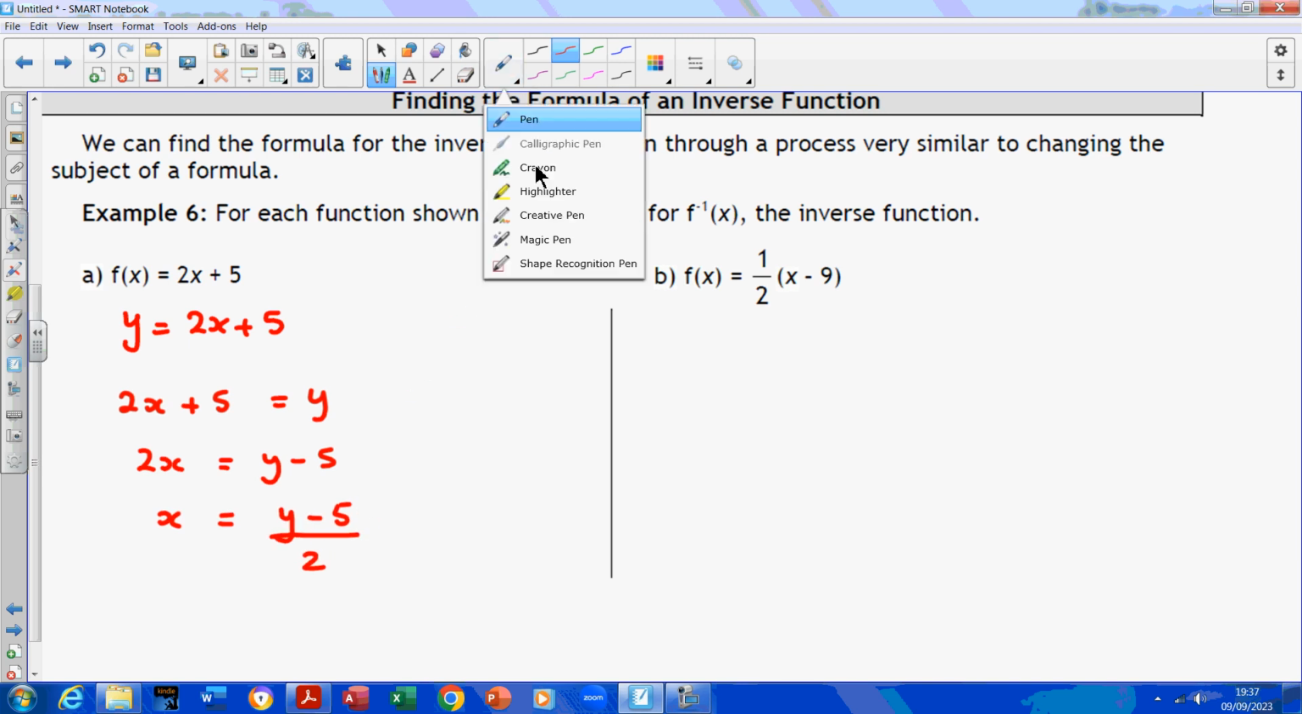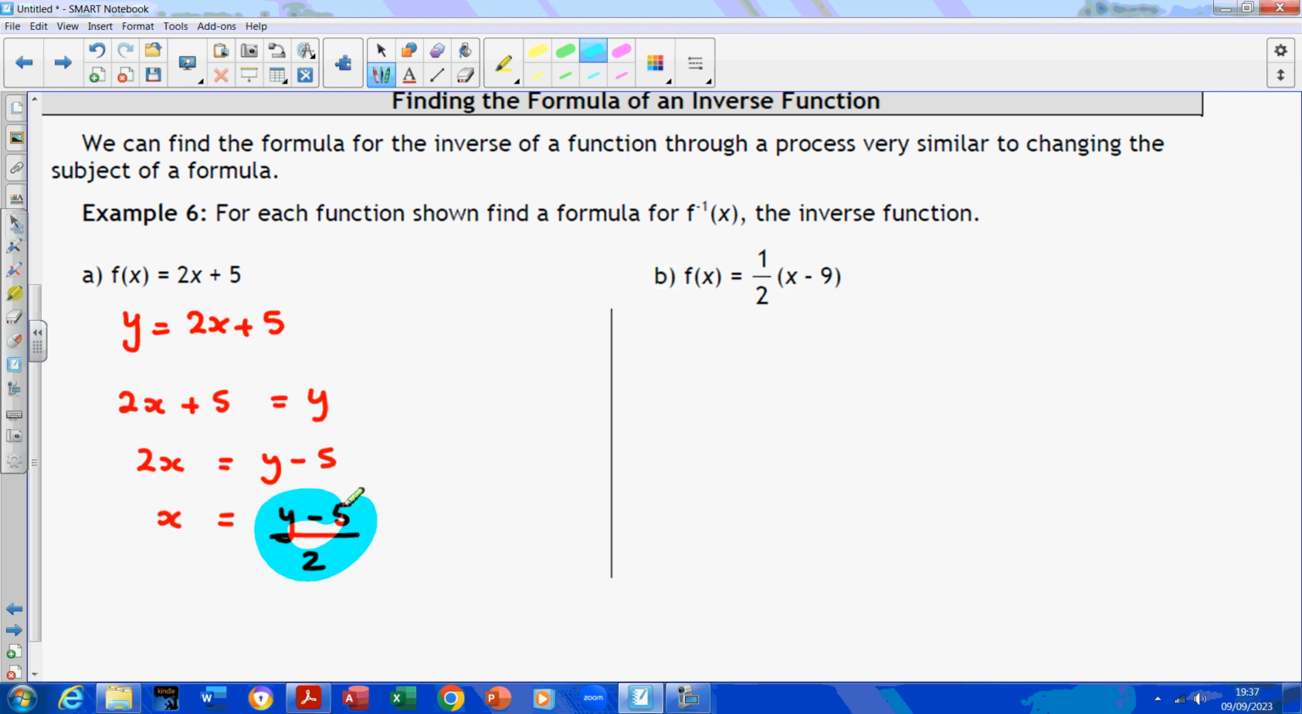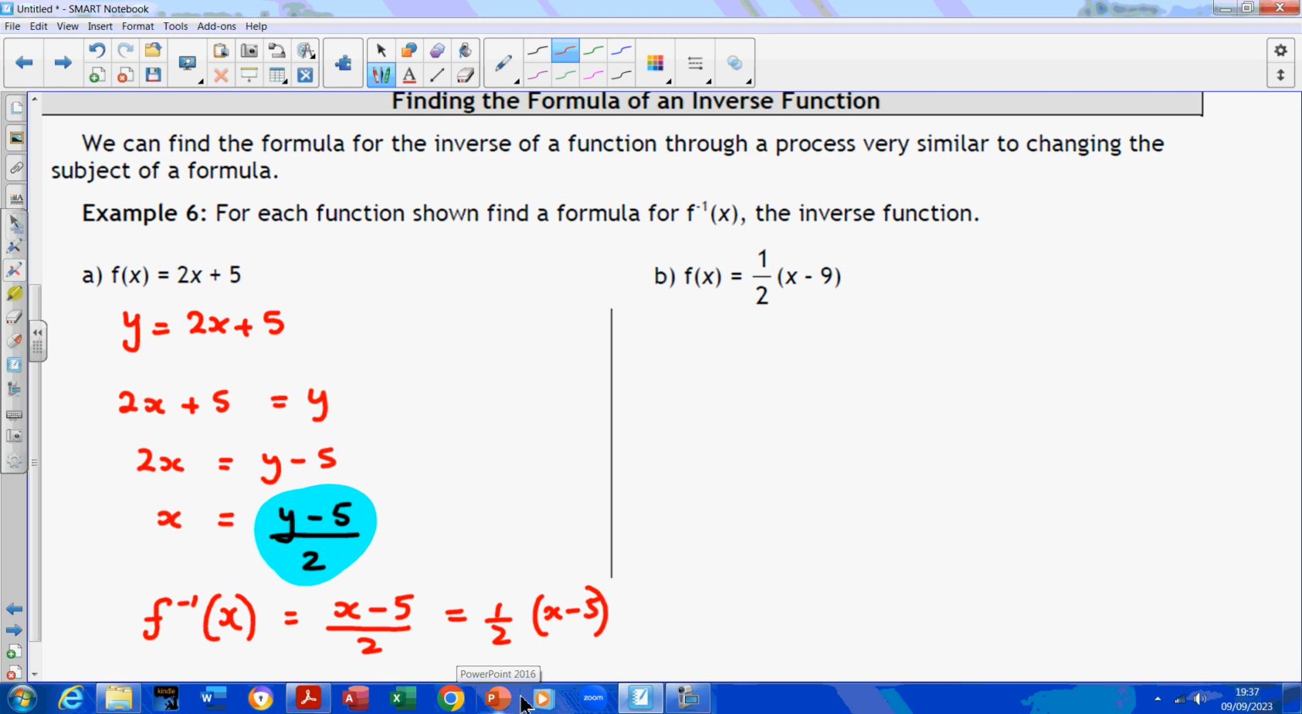Now that gives me my answer for the inverse function. There, it's there. That's the answer. But you can see that there's a y in there, and they want f minus 1, f inverse of x. So all we do is we write f inverse x, and we change the y back to an x, so it's equal to x minus 5 over 2. That could also be written as a half bracket x minus 5, and that's the inverse function. So it's not a difficult process to do, it's just a straightforward change of subject of a formula.